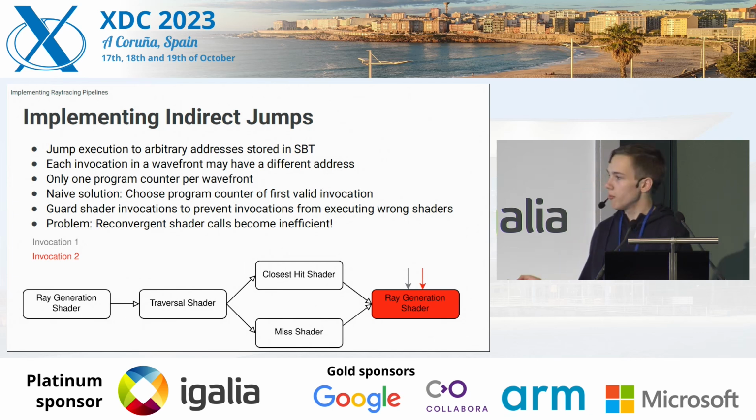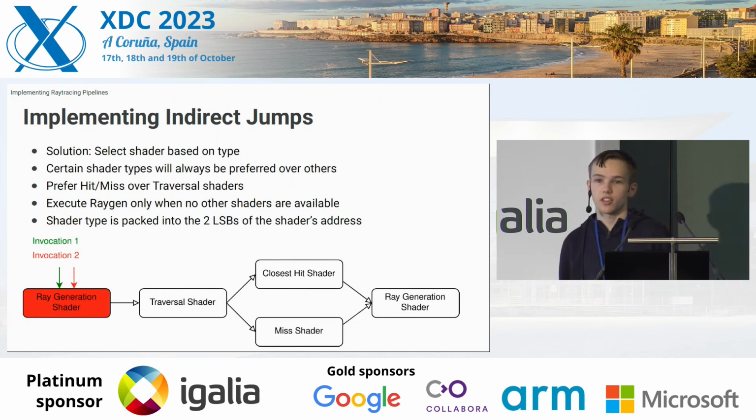So we can actually do better than that, where we select the shader based on its type, where we prefer, for example, closest hit and miss shaders over traversal shaders and ray generation shaders. And usually if you implement these indirect jumps for shader calls, you don't actually know the type of the shader, you just have some address and you don't know what type of shader there is.